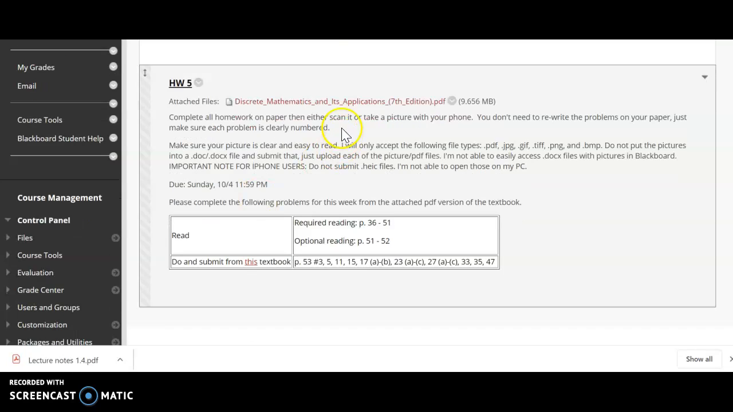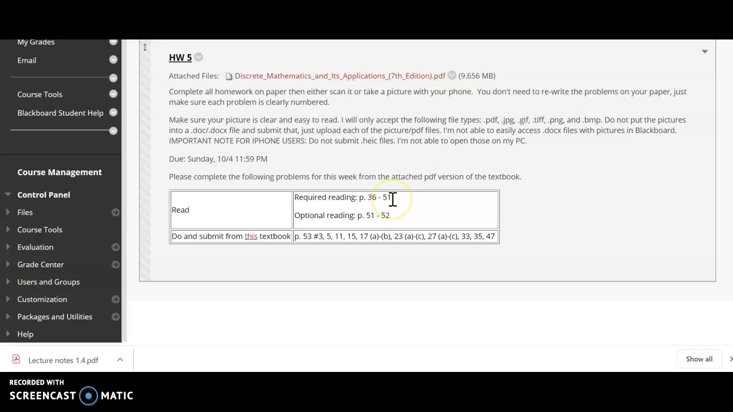And our homework 5 is on this textbook. The required reading is section 1.4, and we have a short optional reading. And here are the assigned problems for this week.